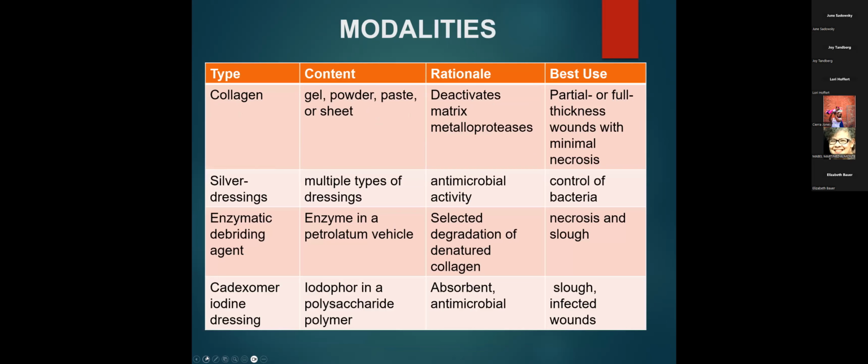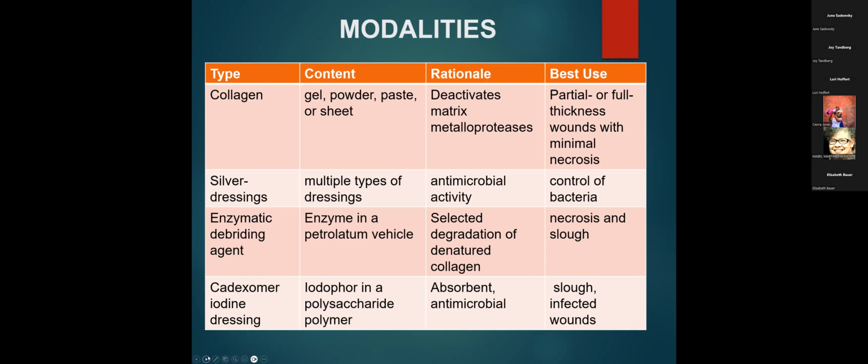Again, a lot of possibilities here. You can use collagen, which generally comes as a powder or sheet, and its theory is that it deactivates some proteases that are part of the skin damage, and these are typically used in exposed wounds with minimal necrosis. Silver dressings, so Silvadene usually is used on burns. It has antimicrobial activity, and it can be used either impregnated in gauze or just on the surface.